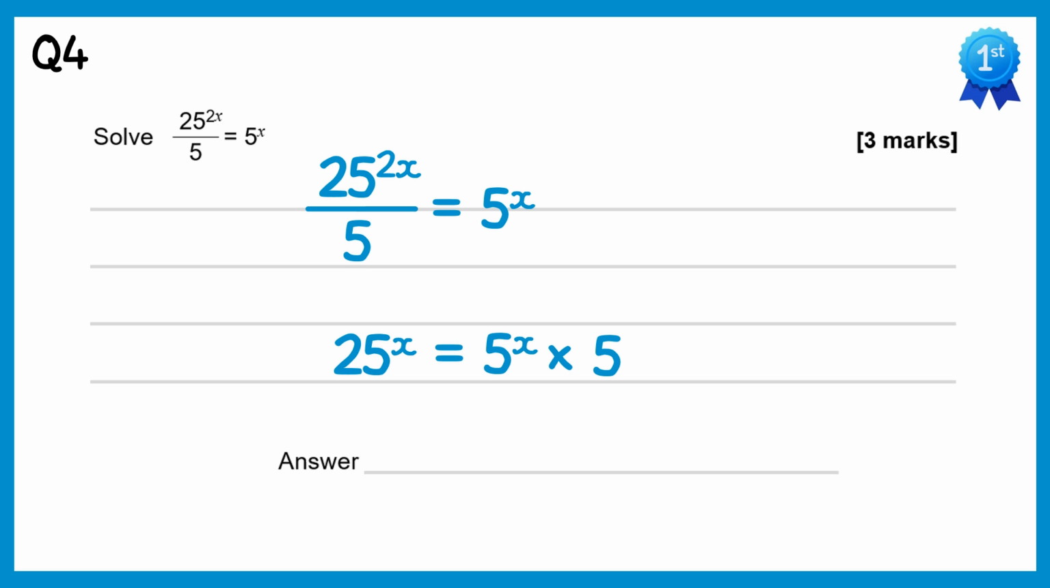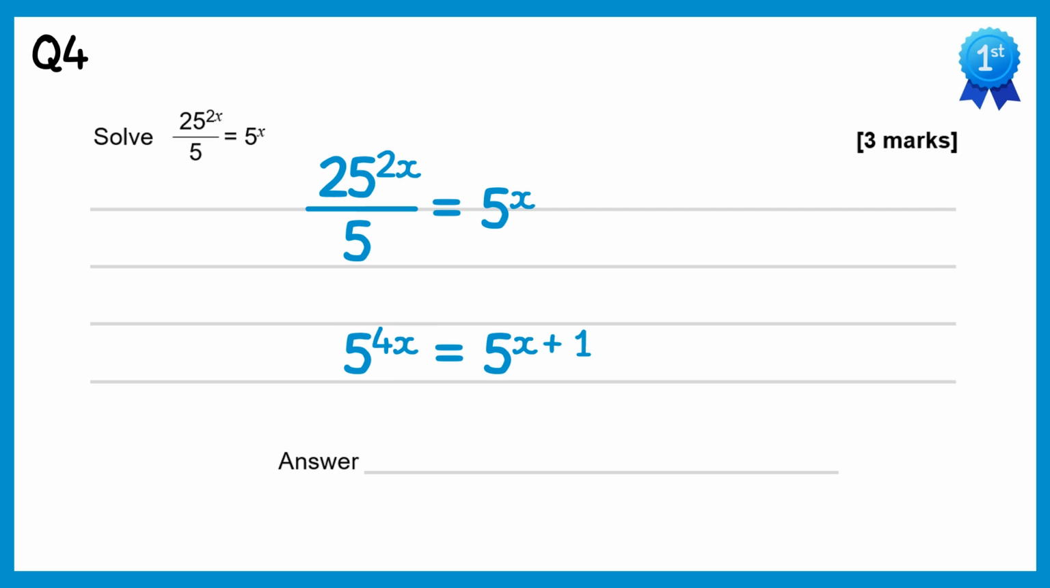Now when you multiply with indices, as long as the bases are the same, you can add the powers. So we've got 5 to the x times 5 to the 1, so that must be 5 to the x plus 1. Now we can do something with the left hand side as well. 25 is 5 squared, so let's replace that 25 with 5 squared, then we have 5 squared to the 2x. And then when you have a bracket raised to a power, you can just multiply the powers. So we're going to do 2 times 2x, which is 4x. So on the left hand side, this is 5 to the 4x.